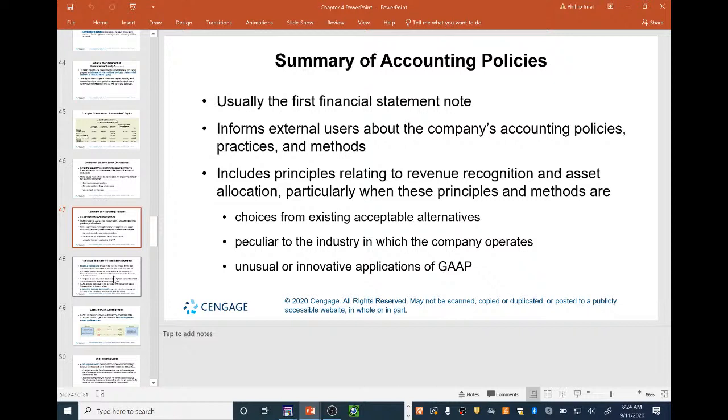So what could be an example of choices from existing acceptable alternatives? Like the inventory. Same thing we just talked about, inventory, whether we elected the fair value option or we forgo it, stuff of that sort. Okay. Information about leases, whether it's operating or capital, stuff of that sort.